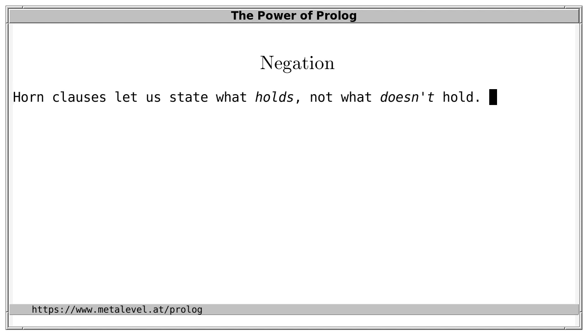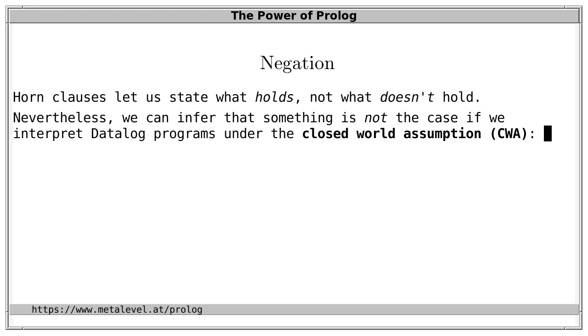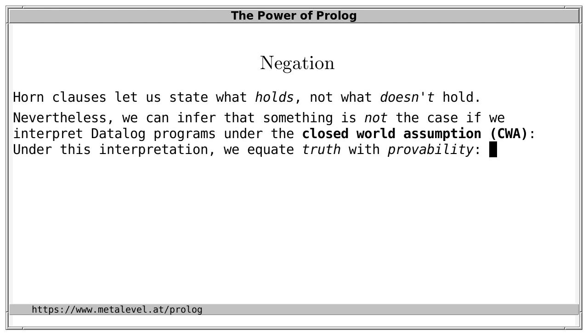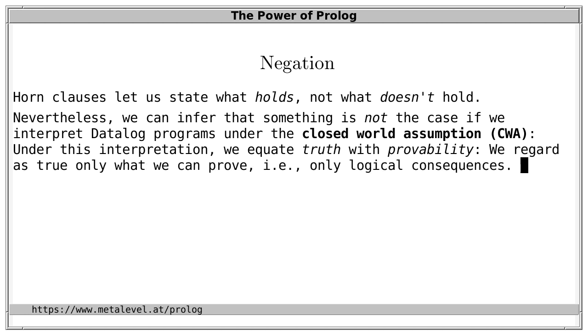Well, Horn clauses let us state what holds, but not what doesn't hold. Nevertheless, we can infer that something is not the case if we interpret Datalog programs under the closed world assumption. Under this interpretation, we equate truth with provability. We regard as true only what we can prove, that is, only logical consequences.